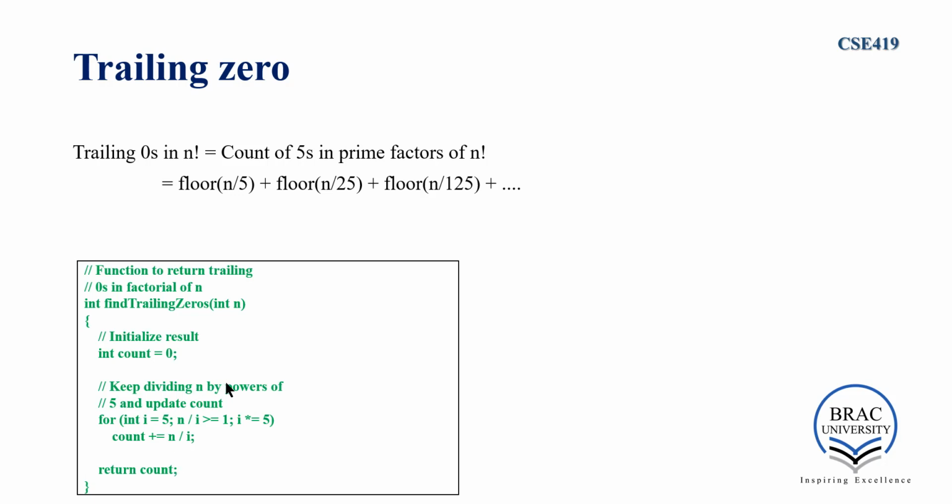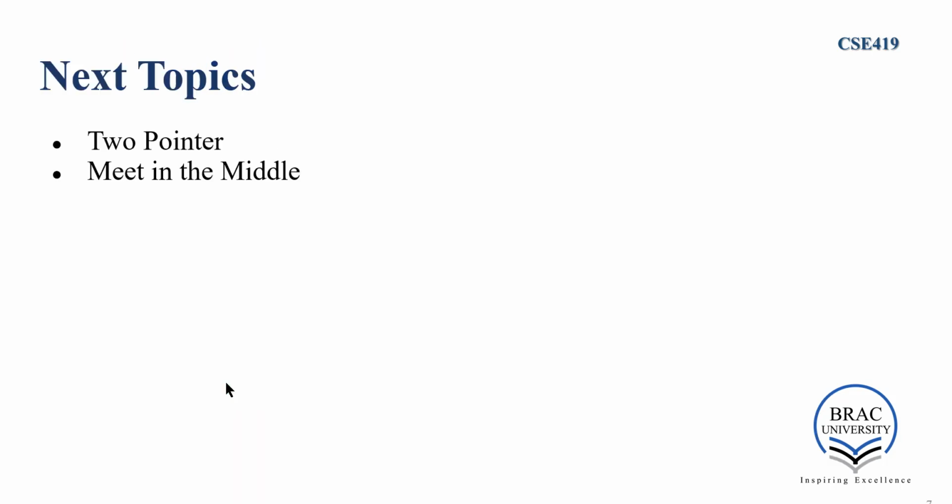You can return this count, because we have already proved that if you know the number of 5s from 1 to n, then you know the number of trailing zeros of the factorial of n. So this is the algorithm for trailing zeros.